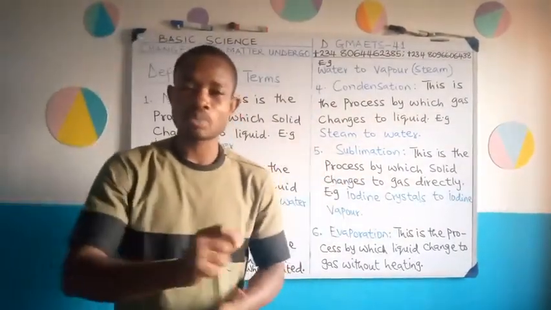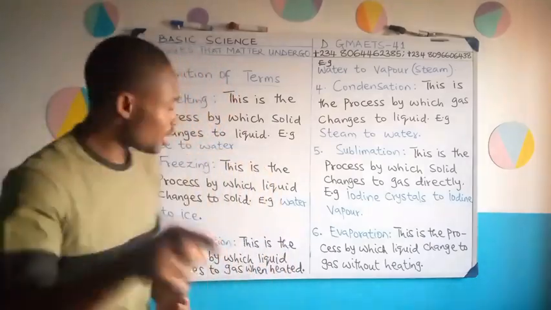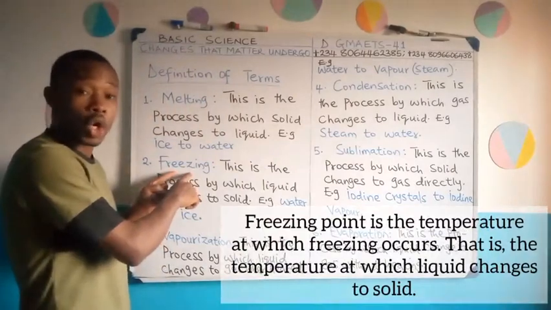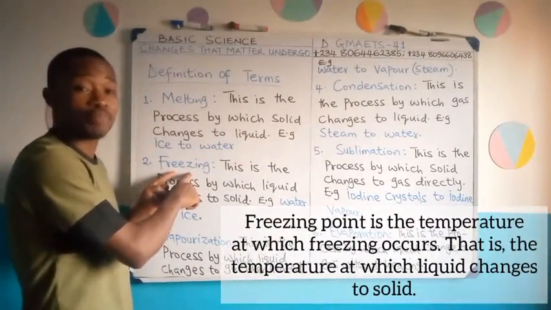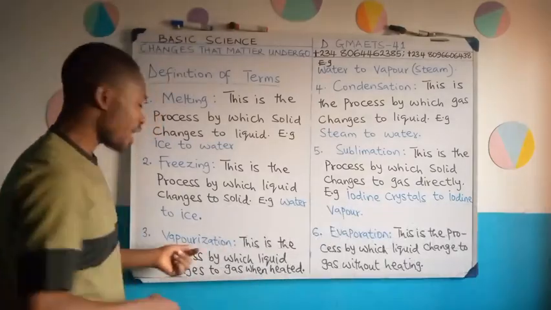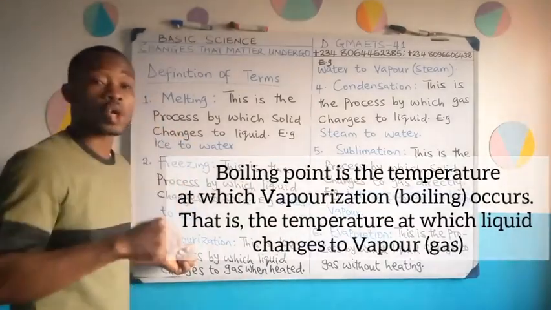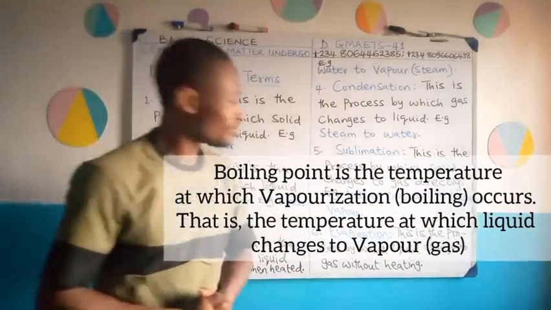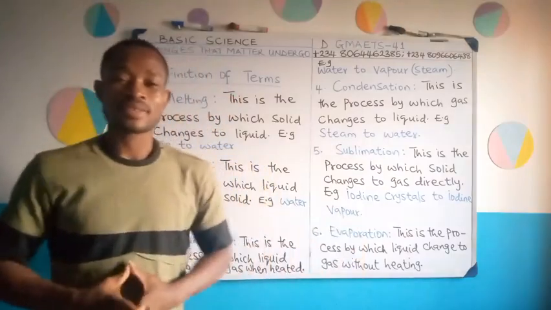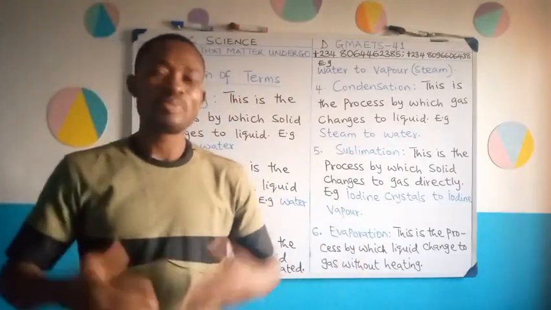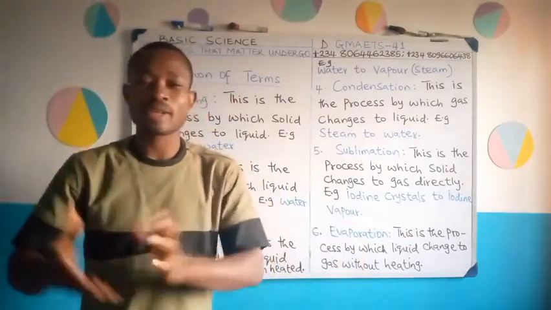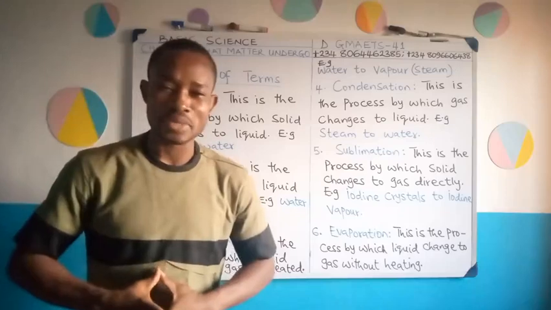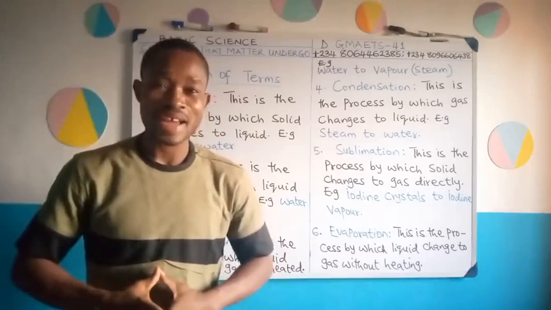Please take note of this and put it down. The temperature at which freezing occurs is known as freezing point. Then the temperature at which vaporization occurs is known as boiling point. In our next class, we are going to be looking at another aspect of science, where we'll deal with organisms, plants, and animals.